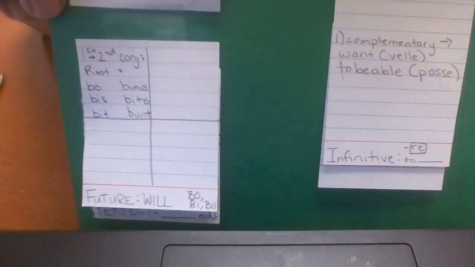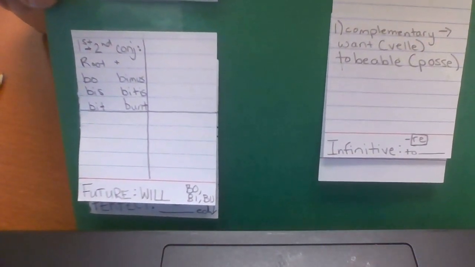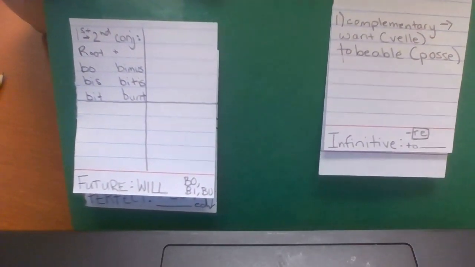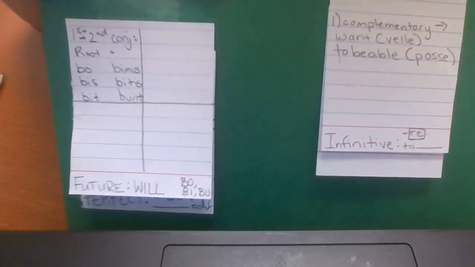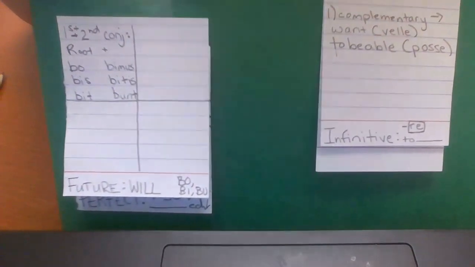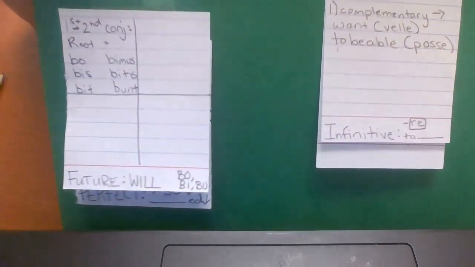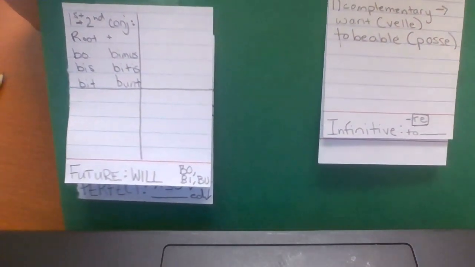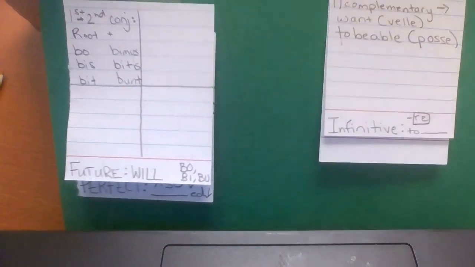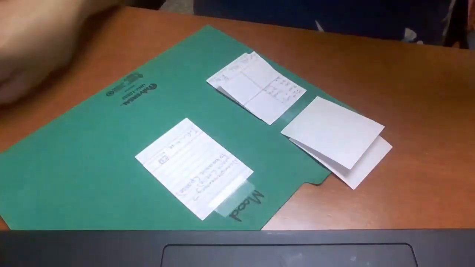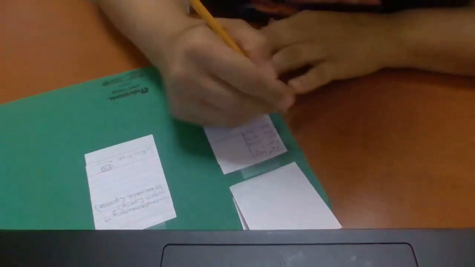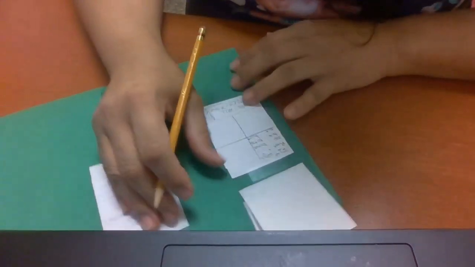Bo is I will. Bis is you will. Bit is he, she, or it will. Bimus is we will. Bitis is y'all will. And bunt is they will. Now, this is what we're going to work on primarily: that bo, bi, bu.